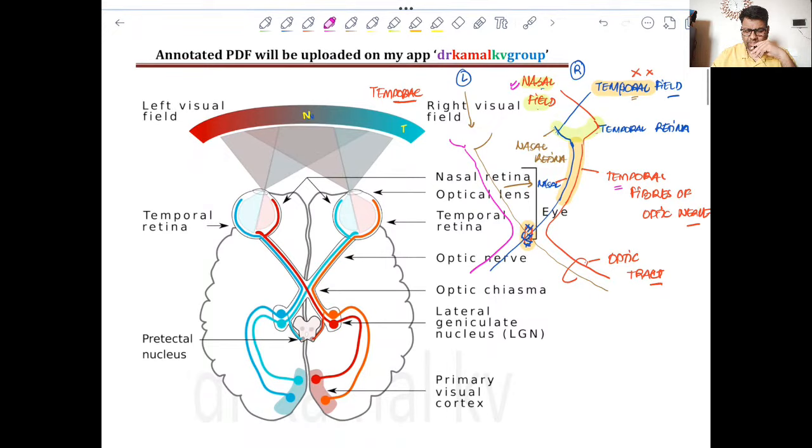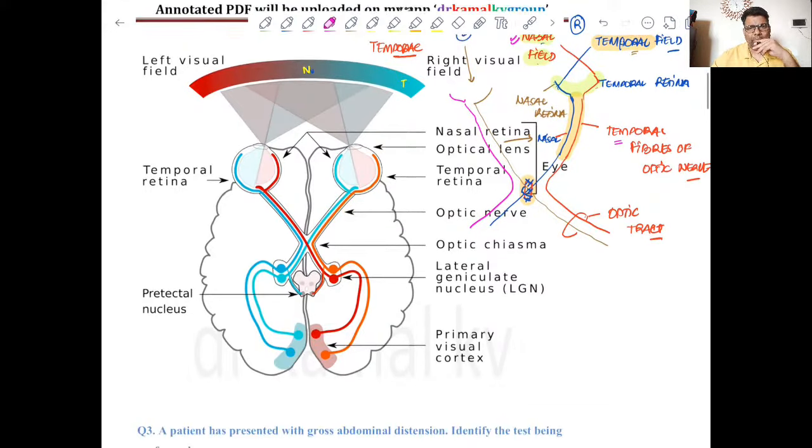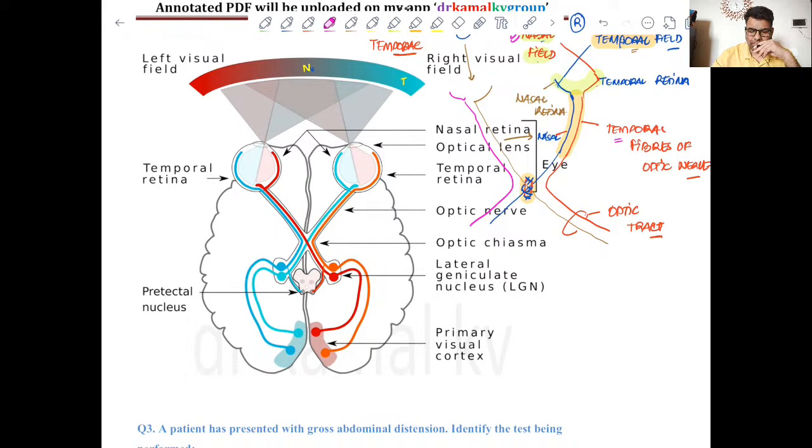Clear? So this is a very unique concept. It is not simple or straightforward. You have to understand that a little bit. So this is bitemporal hemianopia, damage to both side nasal fibers, and this can be seen especially in cases of pituitary tumors, because this optic chiasma lies just above the pituitary gland. So if there is any tumor, it will simply compress the optic chiasma, right?